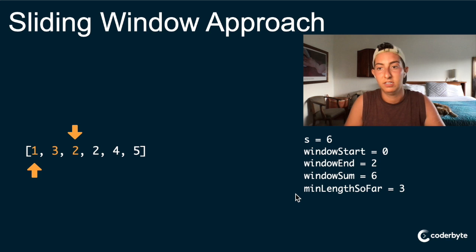But here we're just going to update the minimum length so far, which is now equal to 3, because this is the first contiguous subarray that we found that equals S. And so essentially, now that we have S, the next step is to see, well, we've grown the window, so can we accomplish the same thing by shrinking the window?